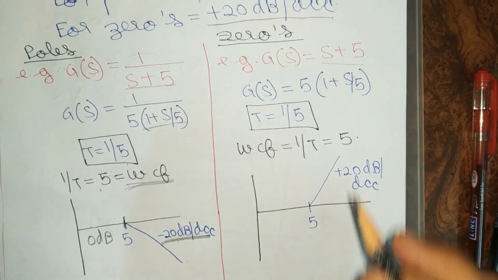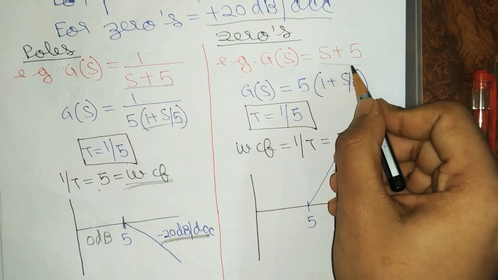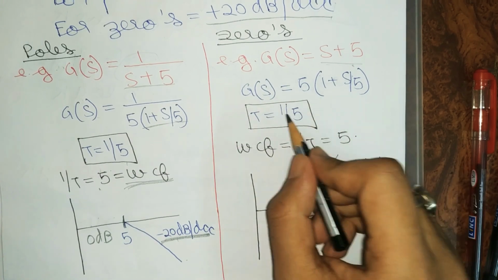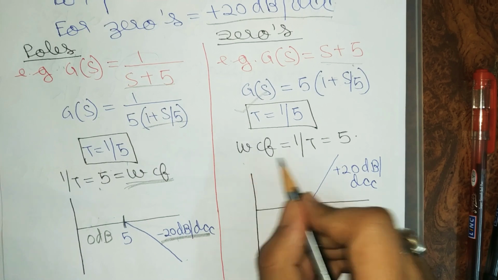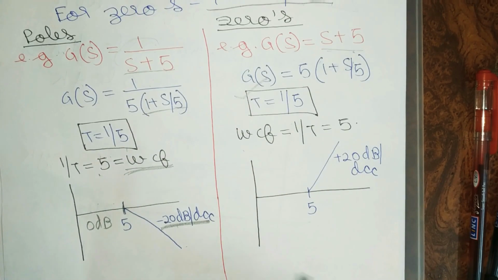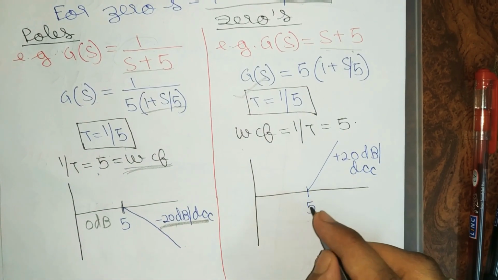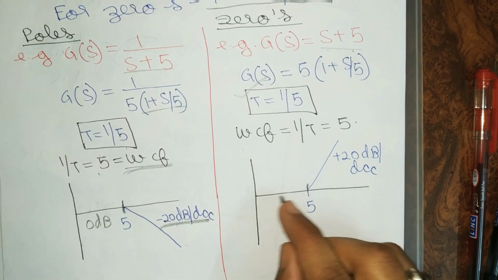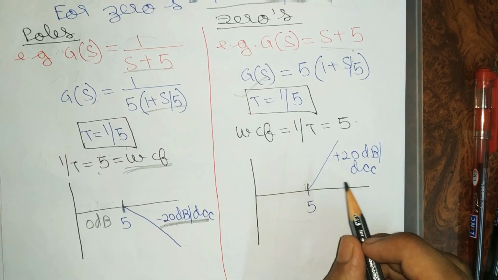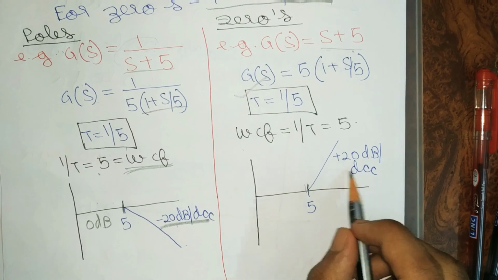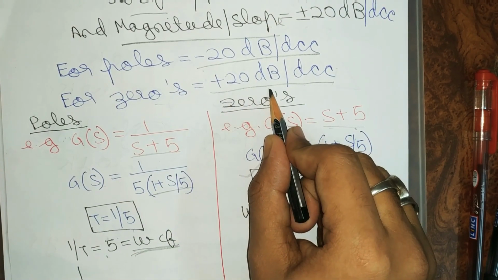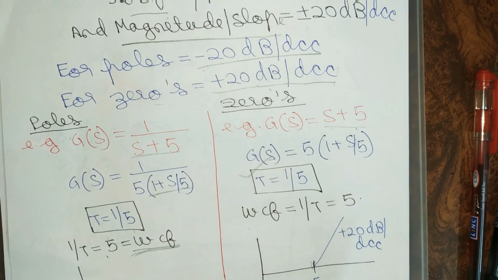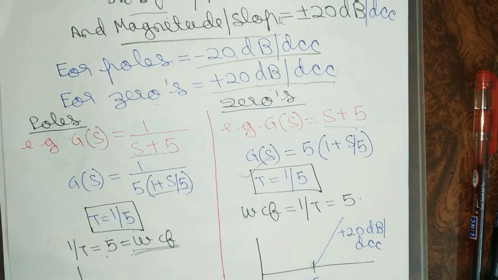Similarly, this is the example of zeros. You will take 5 common and find T, and from here you will find the cutoff frequency 5, same as poles. Here you move along 0 dB, and then the slope becomes plus 20 dB per decade, because this is a zero. For zeros it is plus 20 dB per decade, and for poles minus 20 dB per decade.